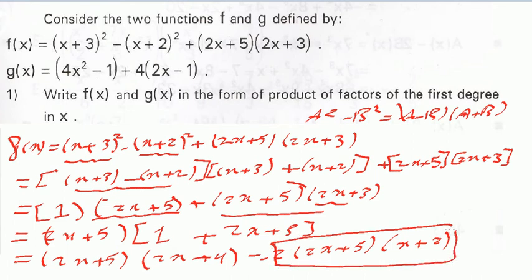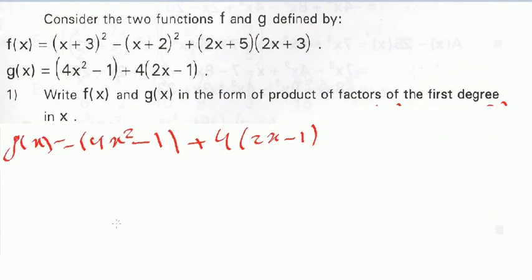You get it? Okay, mark it because we are going to use it after a while. This is the factorization of f of x. What about the g of x? So let me again clear some room here. So again, g of x is equal to 4x square minus 1 plus 4x into 2x minus 1.